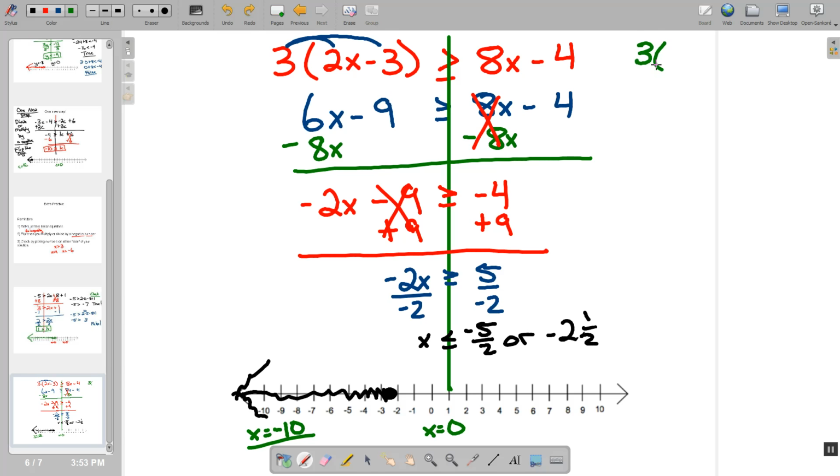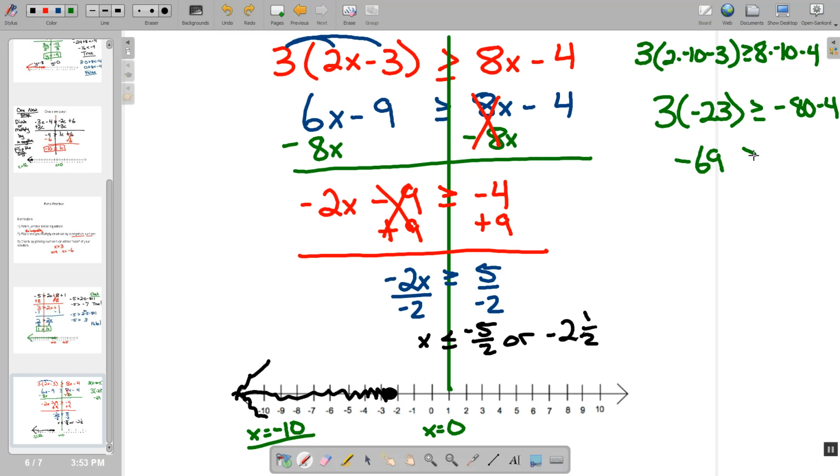So I'm going to do 3 times 2 times negative 10 minus 3. And that has to be greater than or equal to 8 times negative 10 minus 4. Well, this is negative 20 minus 3. So that's negative 23 in here. And on this side, that's negative 80 minus 4. So this is negative 69 is greater than or equal to negative 84, which is a true statement, remembering that a smaller negative number is closer to 0, making it farther right on the number line. So that one worked out.